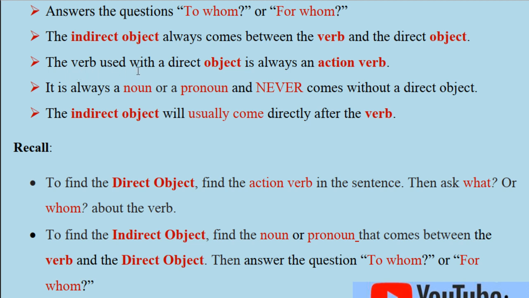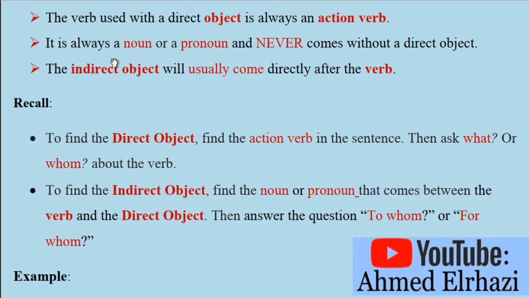The verb used with a direct object is always an action verb. The verb that goes with a direct object must always be an action verb. The indirect object is always a noun or a pronoun. It can be a noun or a pronoun. And it never comes without a direct object. The indirect object will usually come directly after the verb.